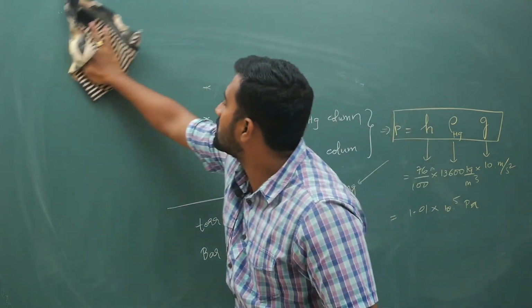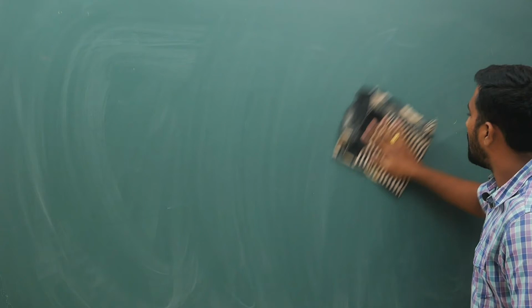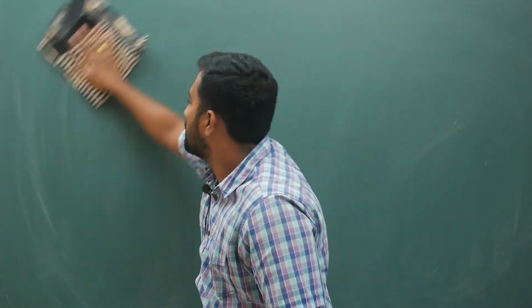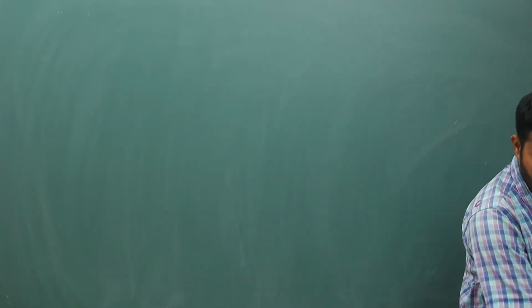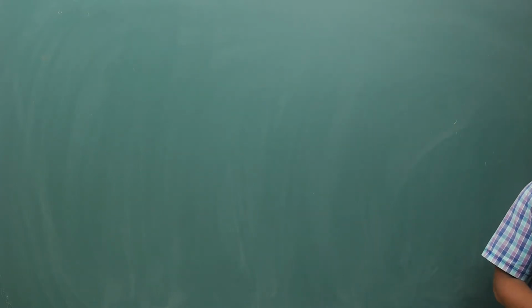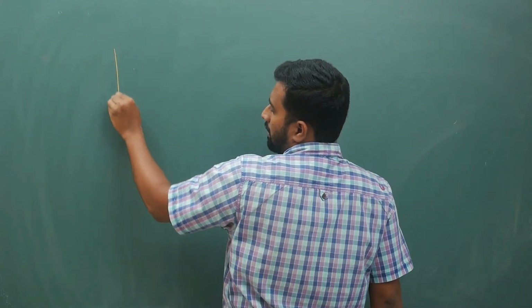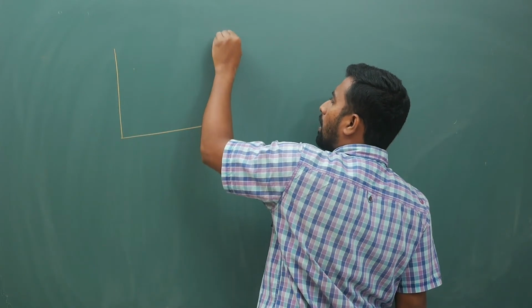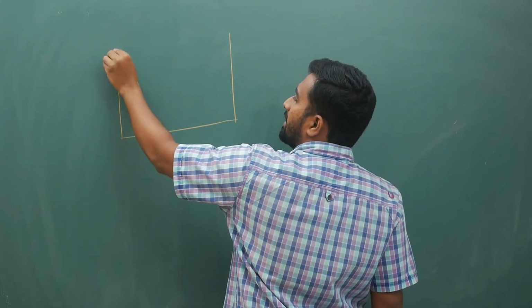Next, let's continue further. Now we have bar, we have torr, we have everything. Now let us start going into further details. Let us take a container. Now we will start expressing pressure in detail.